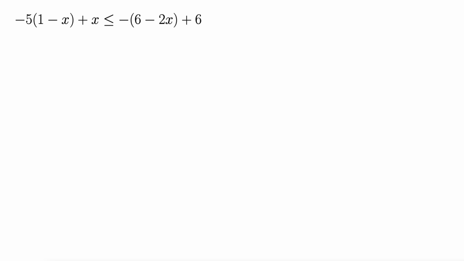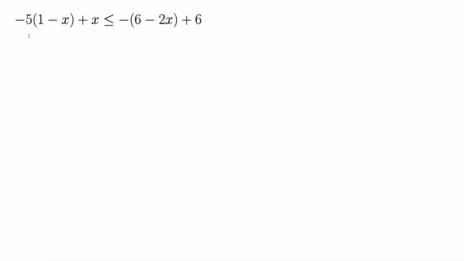Try this one on your own, and then we'll compare notes. We have -5 times the quantity 1 minus x, plus x, less than or equal to negative quantity 6 minus 2x plus 6. Pause the video, try this on your own, do it in interval notation and graph notation, and then we'll compare notes and see if I do it the same.